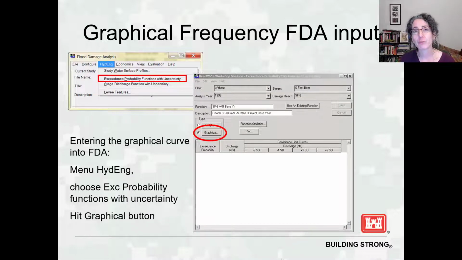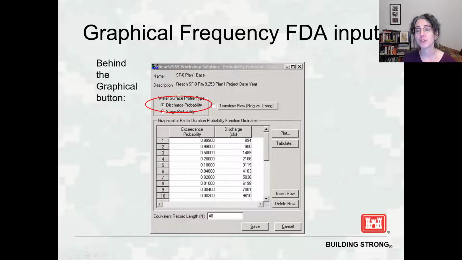If we don't feel that a log Pearson type 3 distribution will fit appropriately, then we enter the information as a graphical frequency curve. So back at the hide eng menu, we choose exceedance probability functions with uncertainty, but when given the choice between analytical and graphical, we now hit the graphical button. We choose discharge probability, and then we can enter the graphical curve as exceedance probability versus discharge. We type in this table, and then again we enter the equivalent record length to describe our uncertainty.